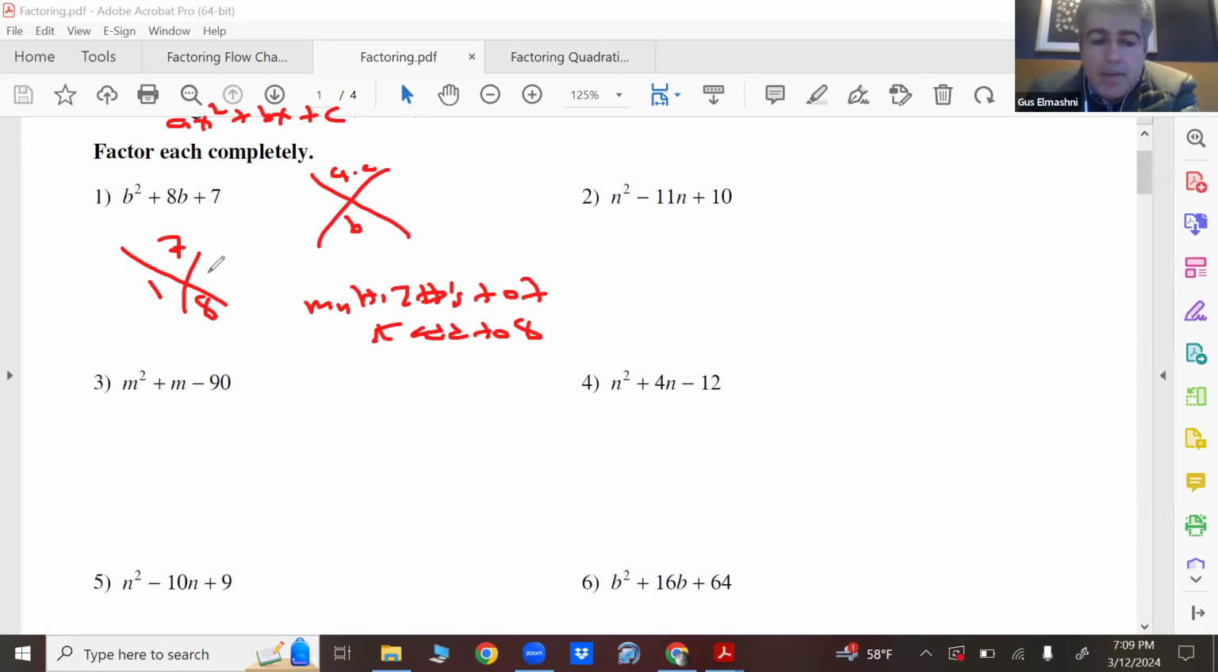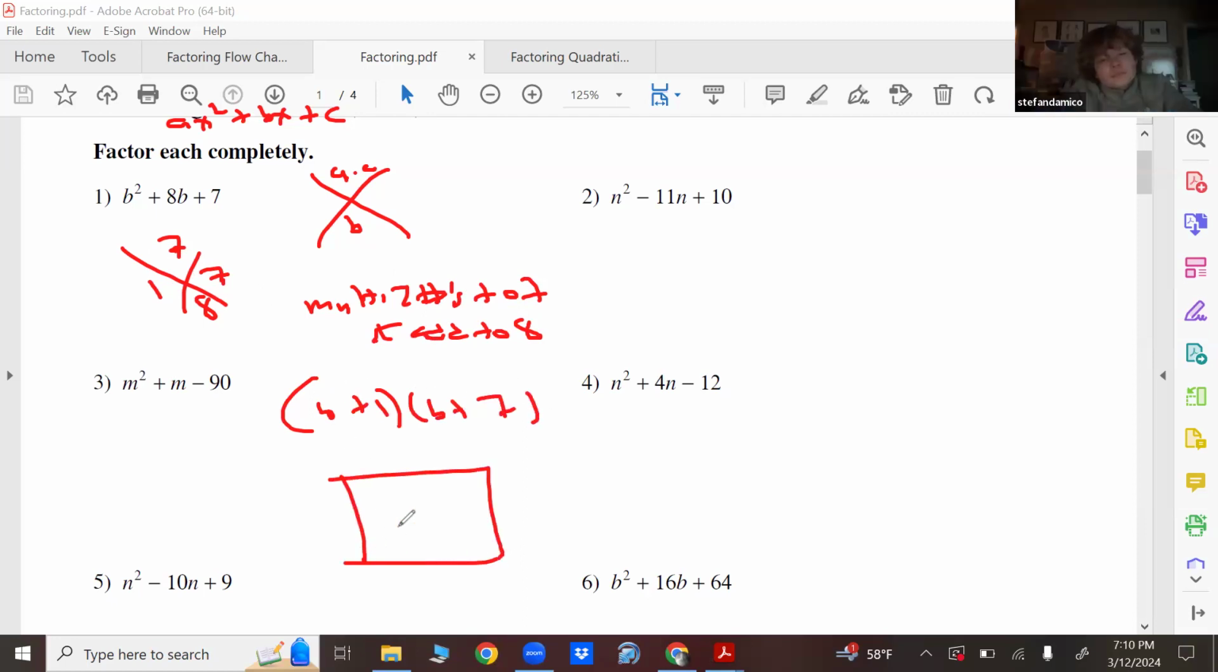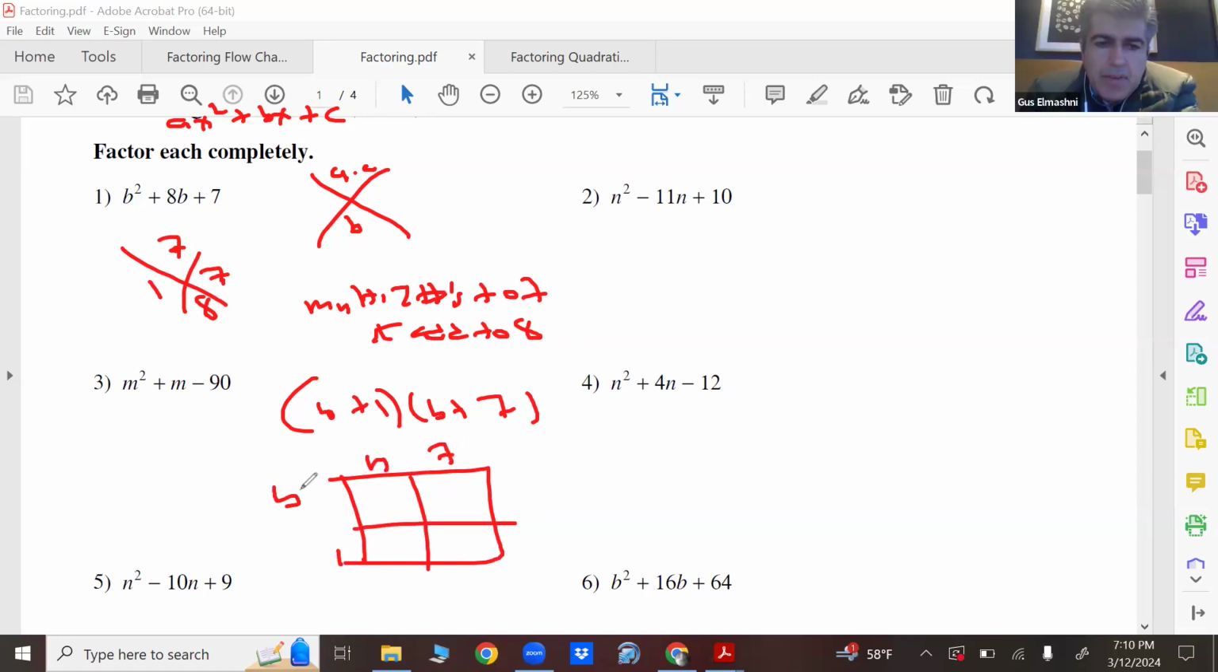You may have, yeah. So 1 and 7 are two factors of 7 that multiply to 7 and add up to 8. So then you just say b plus 1 and b plus 7. And now it's factored. Because the whole point is if you FOIL, b times b is b squared, then 7b, b, and 7. When you combine the like terms, you do get 8b in the middle.